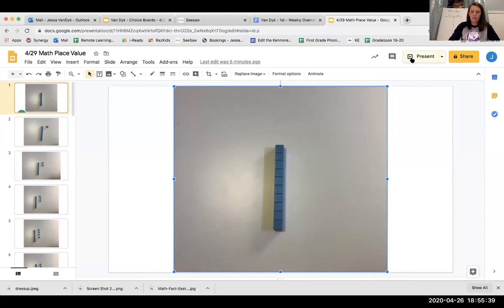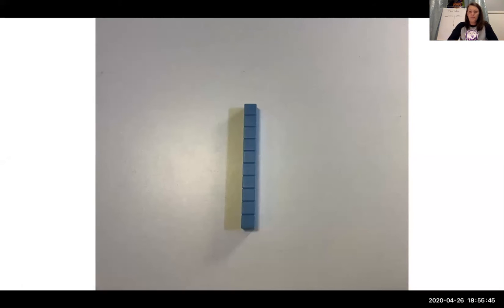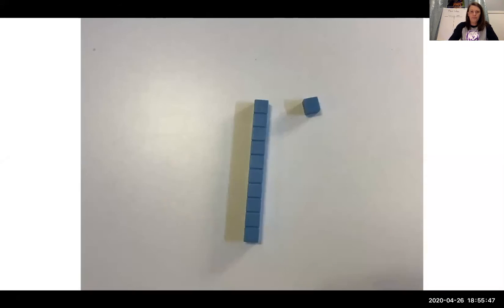All right. So you can see that I have a stick of 10. Pretty clear. Now I've added one more. Now I have one stick of 10 and one more. 10, 1. So I have 1 ten and 1 one.